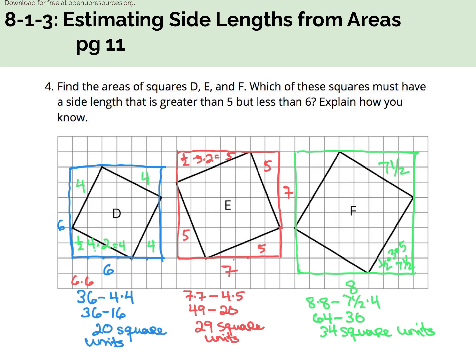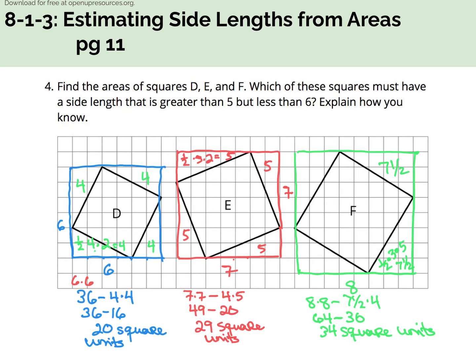All right, as you can see, I went ahead and drew the extra square on the outside, found the 4 triangles within D, E, and F, and subtracted them off. So let's look at it. We have 6 times 6, which is 36. The area of each triangle is 1/2 times 4 times 2, which is 4. So I have 4 triangles at 4, so 36 minus 16, which is 20 square units.